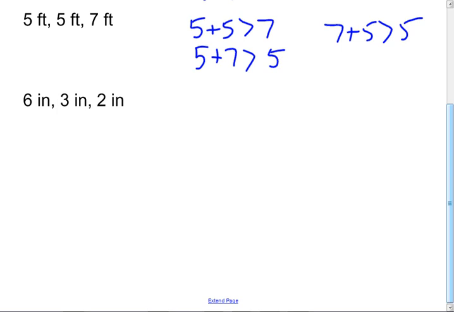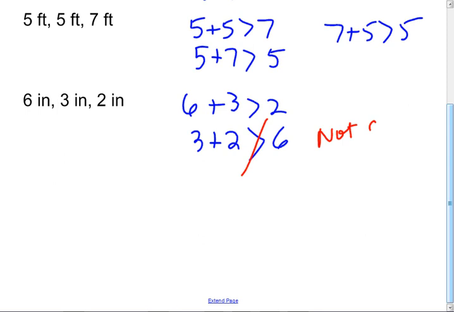How about the next one? That's what the homework's like. Is 6 plus 3 bigger than 2? Oh, which one is it? 3 plus 2 is not bigger than 6. So how do you do a not sign? You do a greater than, and you put a not through it. You could say that, so it's not a triangle. Somehow you have to communicate. Do I have to bother with the third one? No. Once I find one that fails, I don't have to do anything else. Okay. Are we ready to go on to the next one?